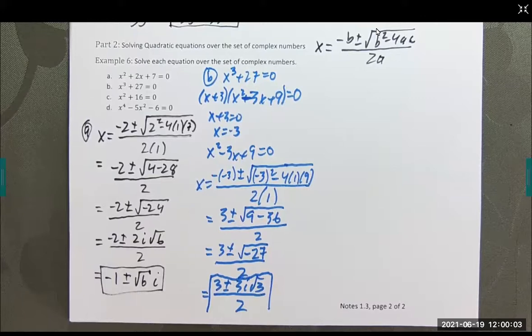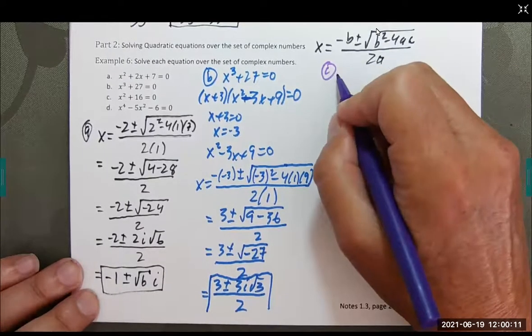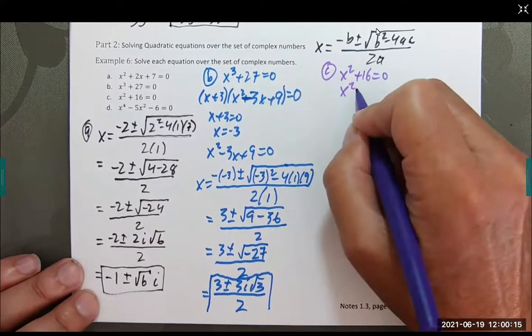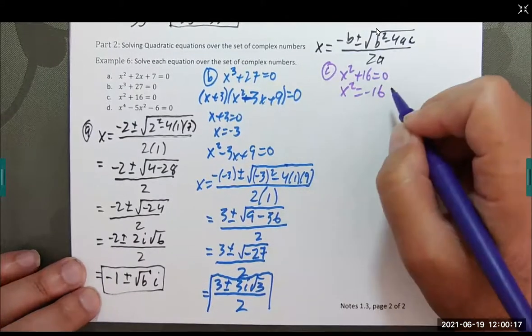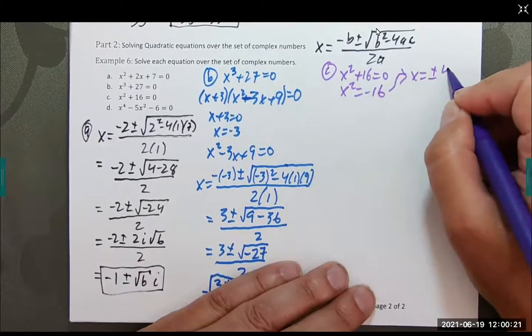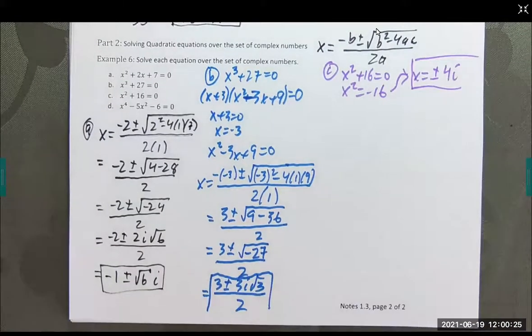Part C. So here we have x squared plus 16 equals 0. x squared equals negative 16. x equals plus or minus 4i. There's a way to do that by factoring as well, but I think this is a little easier.